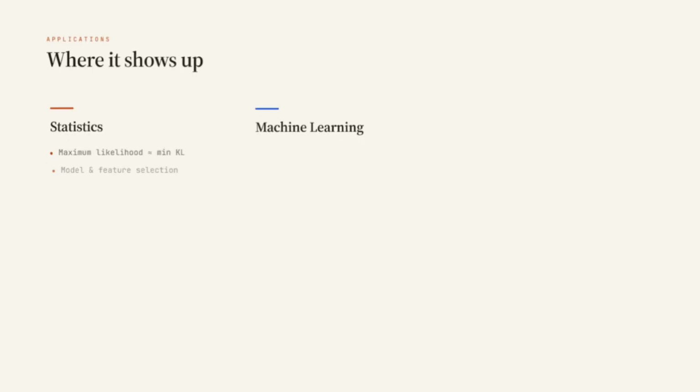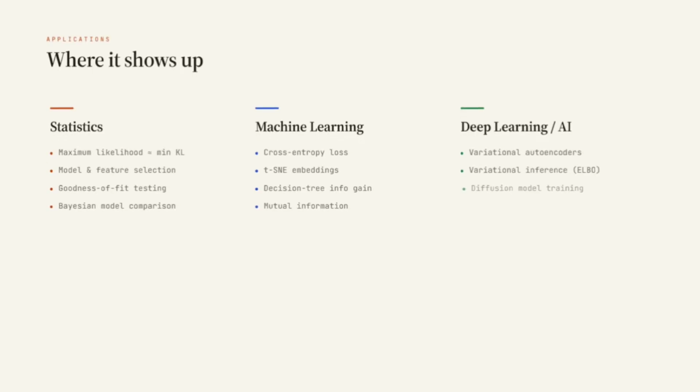This idea shows up everywhere in statistics. Maximizing likelihood is essentially minimizing KL. In machine learning, it's the cross entropy loss, t-SNE, and information gain. And in deep learning, it powers variational autoencoders, diffusion models, and RLHF. One idea everywhere: make a model Q close to reality P.